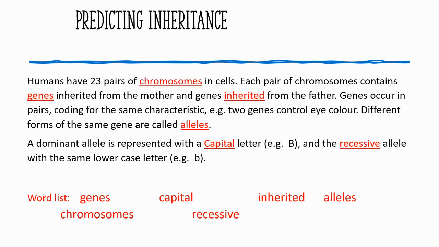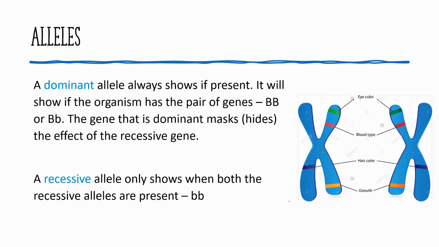Humans have 23 pairs of chromosomes in every cell. Each pair of chromosomes contains genes inherited from the mother and genes inherited from the father. Genes occur in pairs, and they code for the same characteristics. So two genes control eye color, and different forms of the same gene are called alleles. A dominant allele is represented with a capital letter. For example, if we were using the letter B, it would be capital B, and the recessive allele with the same lowercase letter, for example, lowercase b.